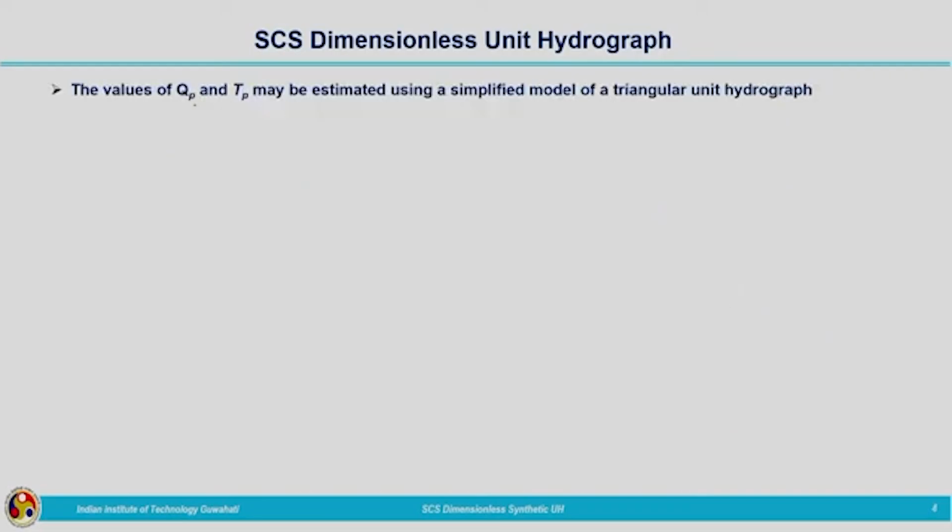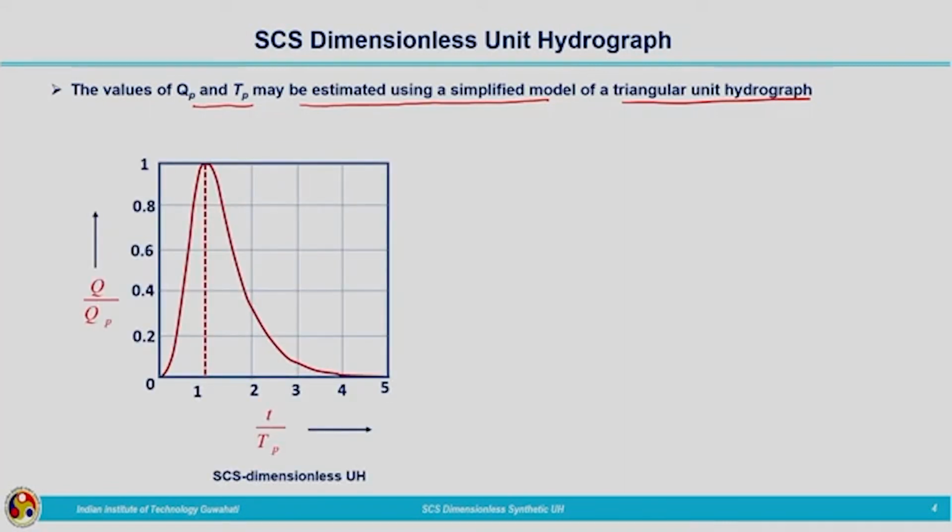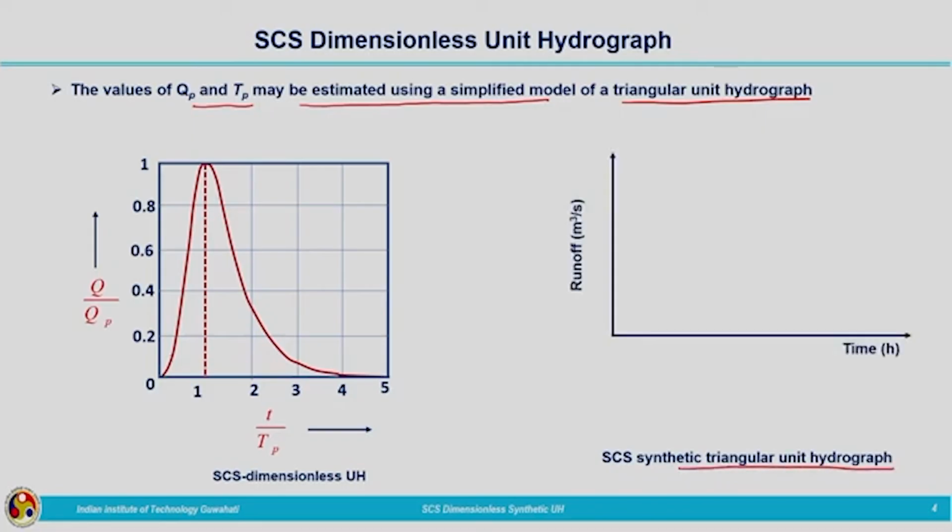Now, the values of QP and TP may be estimated using a simplified model of a triangular unit hydrograph. Here in this method, we are going to assume the unit hydrograph has a triangular shape. That is, the time base is there, and the peak is represented by that particular point, which can be drawn with the help of a triangle. This is our SCS dimensionless unit hydrograph. This is approximated by means of an SCS synthetic triangular unit hydrograph. That can be plotted like this.